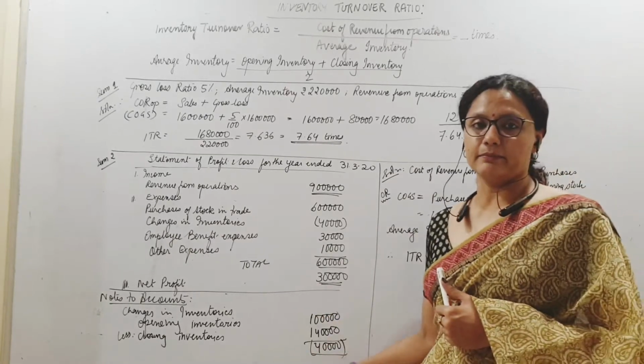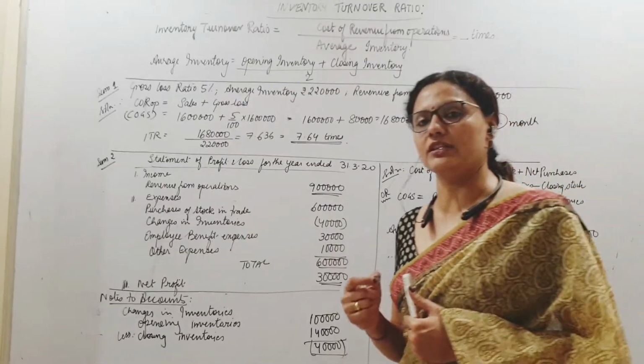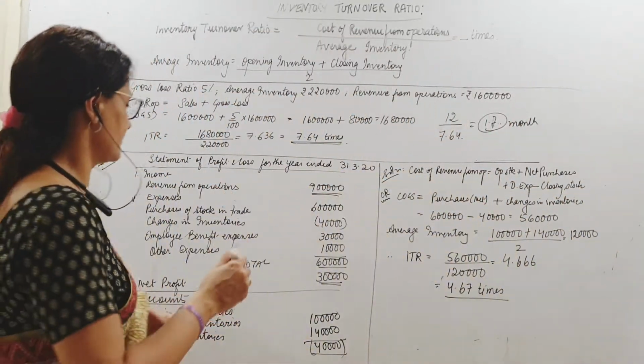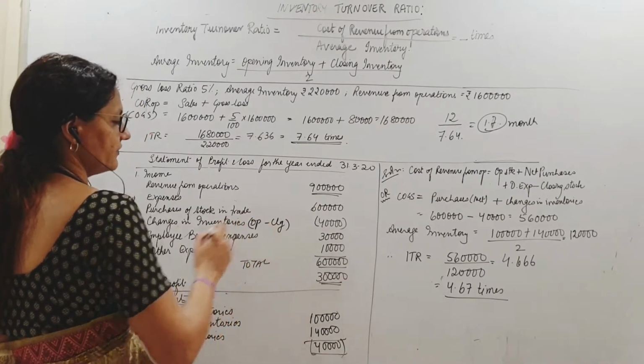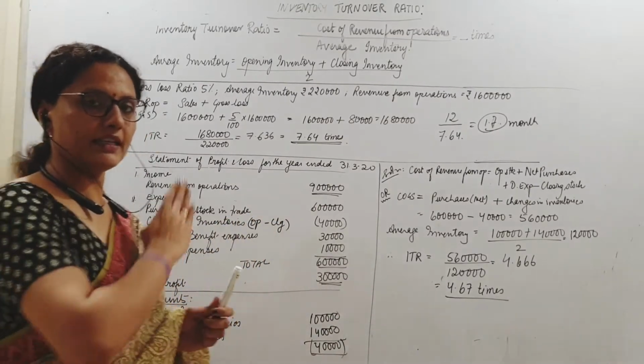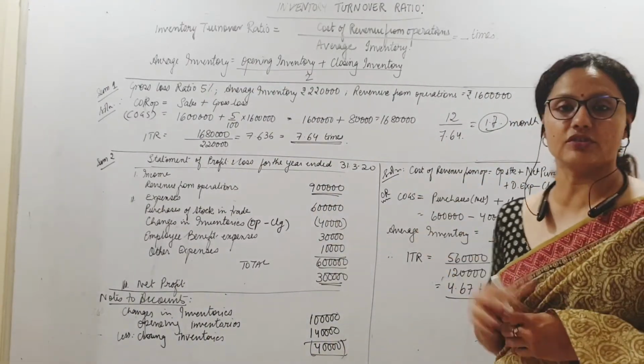Now always remember children one thing very clearly. Changes in inventory means always opening inventory minus closing inventory. Always. Opening से closing में क्या change हुआ है? So opening minus closing inventories, changes in inventory.